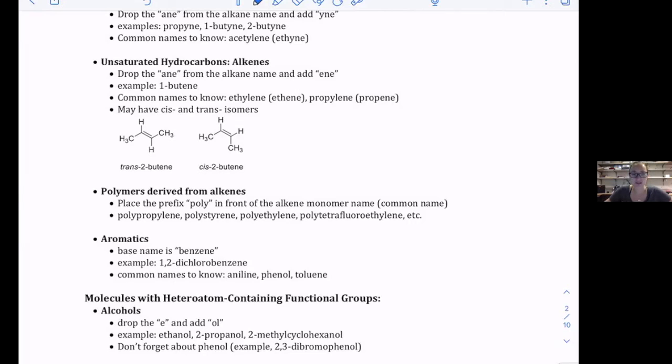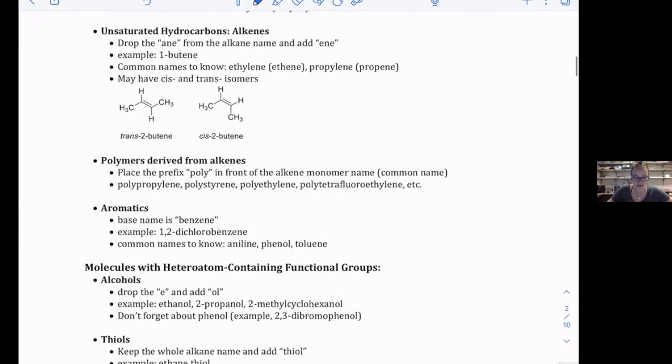Polymers for nomenclature is going to be the prefix poly in front of the monomer name or the common name for that monomer. So you guys can have all of those in your notes as well.